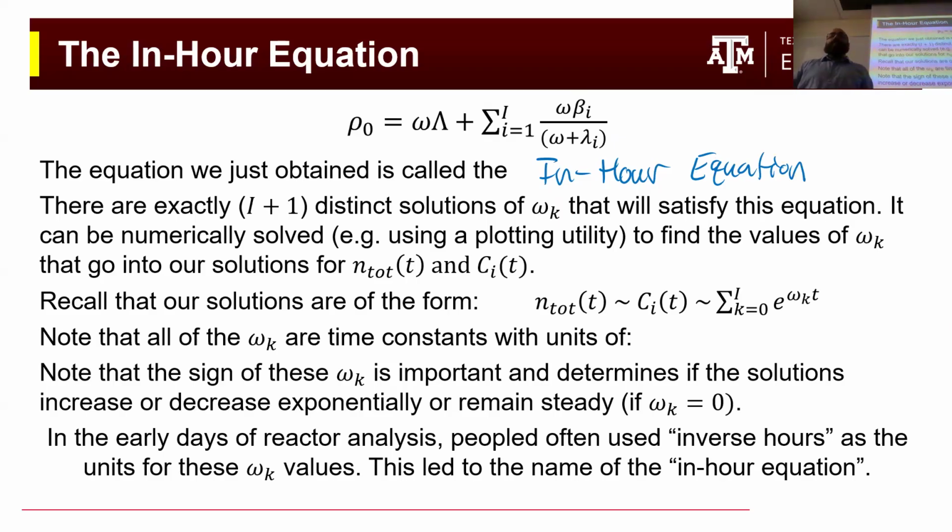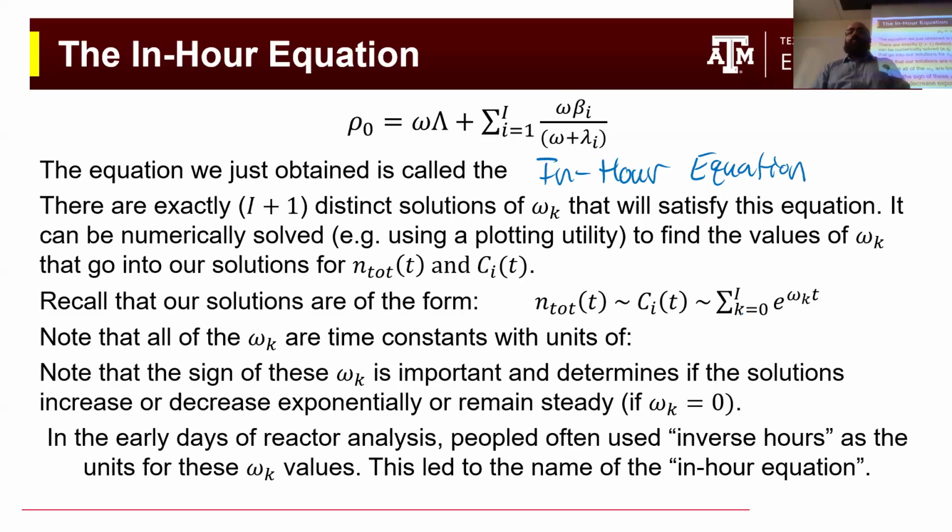And we can solve it to get the I+1 values of omega. So when you solve this equation, there are going to be I+1 omegas that satisfy the equation. When you plot this, it's going to look like a bunch of functions that almost look like hyperbolic tangents. And there are going to be I+1 places where that equation is satisfied. Those intersections correspond to the roots of this equation, or the time constants that we're looking for.